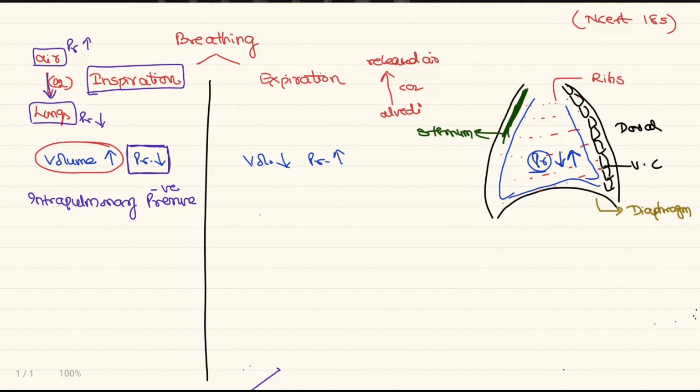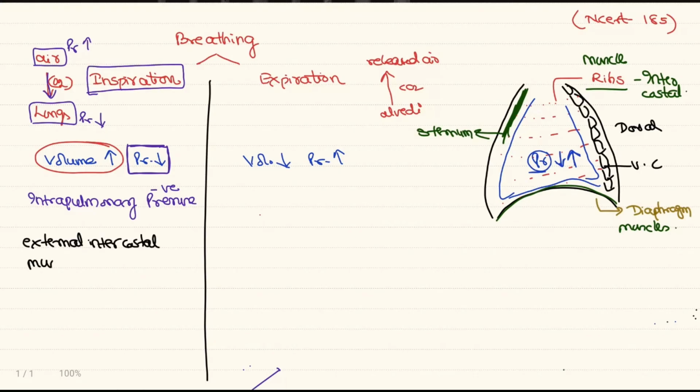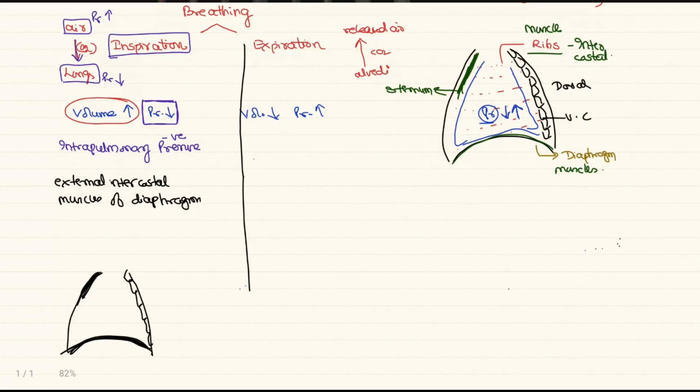So here come the two main muscles which help in the process. These are the muscles of the diaphragm, and the second is the muscles of the ribs. The muscles of the ribs are called intercostal muscles. There are two types of intercostal muscles, that is internal intercostal and external intercostal. In the case of respiration, the muscles used are the external intercostal muscles and the muscles of the diaphragm. Now let's see what happens when these muscles contract.